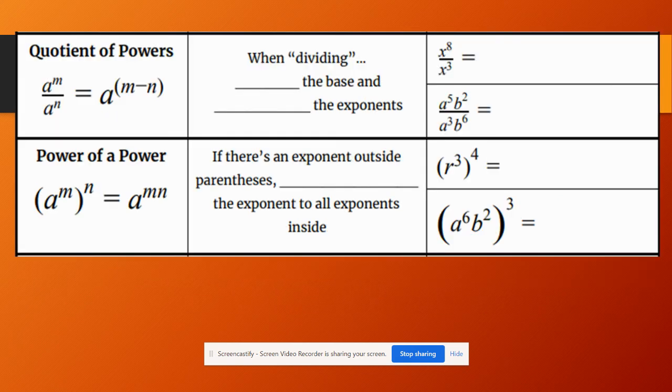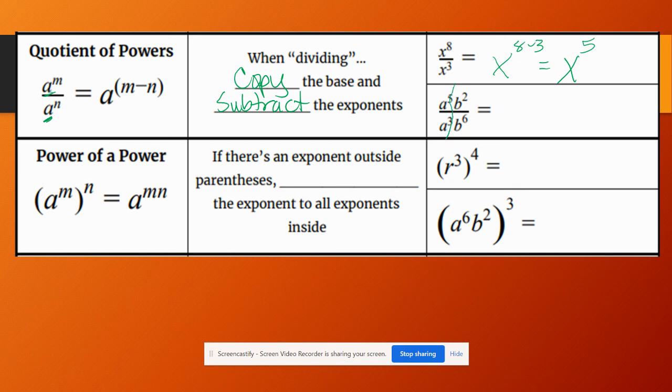Quotient of powers, or when we're dividing. If we have same bases, we're subtracting exponents. So copy the base and subtract the exponents. X to the 8th over x to the 3rd. They're both x. And so 8 minus 3 is 5. Our final answer would be x to the 5th.